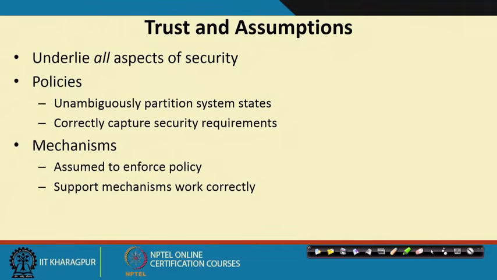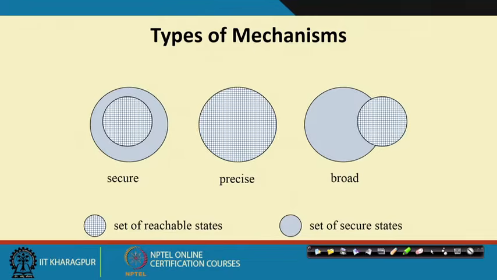And finally, I should have some mechanisms to enforce this policy, and the supporting mechanisms should work correctly. So I have policies and mechanisms, and they are based on trust and assumption. Types of mechanism: suppose these are the set of reachable states. What do you see is that any system or network is a dynamic and active system, right. In a sense, every activity that is going on, we can think of the system as going from one state to another, right.